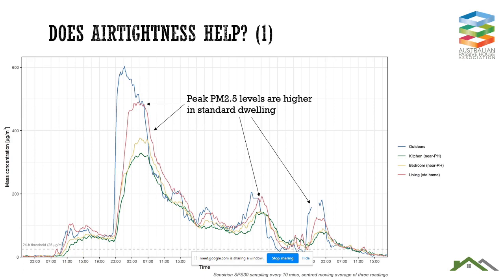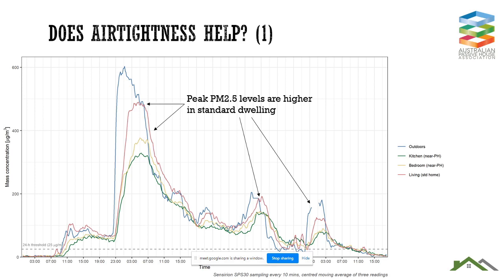Alright, so turning back to the air tightness question again. We've argued that a passive house and a near passive house can reduce the peaks in the PM relative to outdoors, but not necessarily reduce it to healthy levels. What about a conventional dwelling? Are we doing better than a standard home?